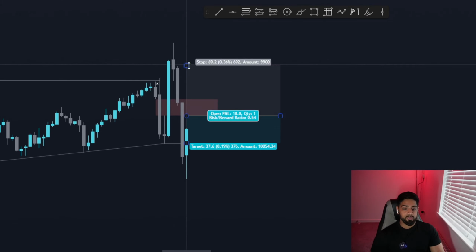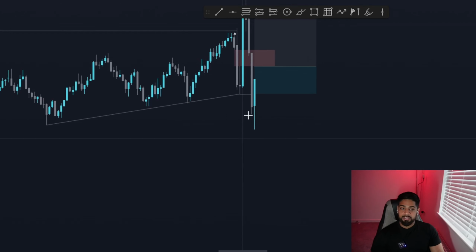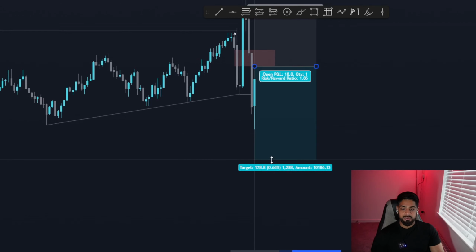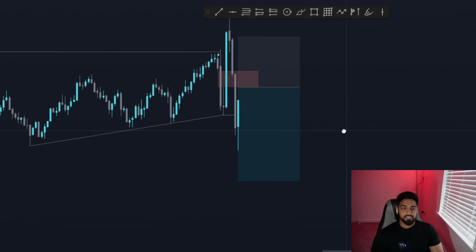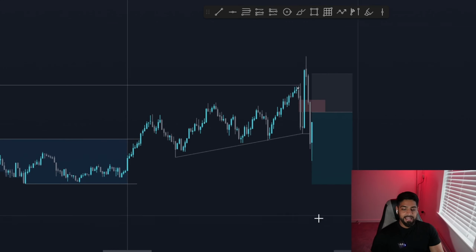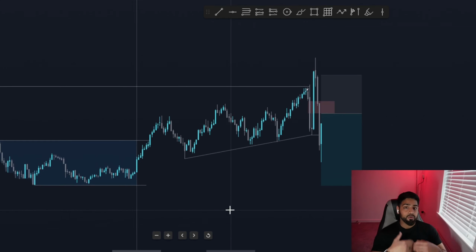We then put our stop loss just above the high. And where do we target? As always, we target the opposing liquidity, which in this case is the Asia lows. So that is how we frame up the trade. That is how we read what price is telling us on the charts.